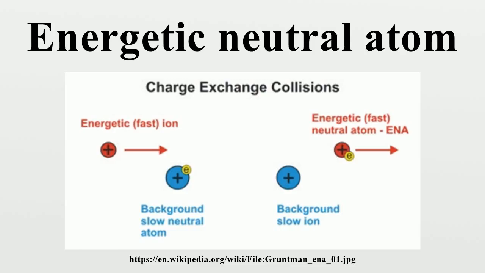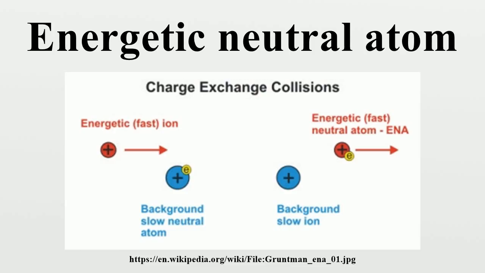ENA energies. ENAs are found everywhere in space and are directly observable at energies from 10 electron volts to more than 1 MeV. Their energies are described more with reference to the instruments used for their detection than to their origins. No single particle analyzer can cover the entire energy interval from 10 electron volts to beyond 1 MeV.